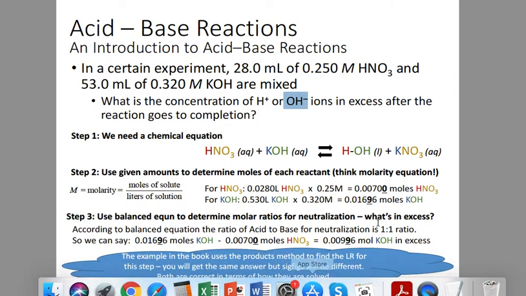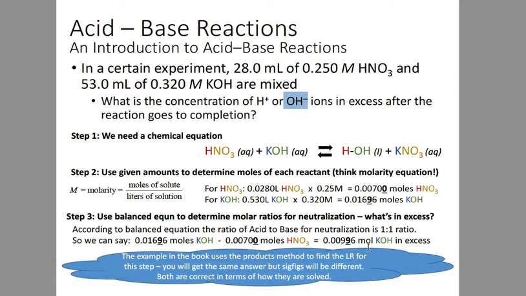The example in the book uses the products method for finding the limiting reactant in this step. You'll get the same answer, but the sig figs will be slightly different. So I'm trying to show you a different route. Both are totally fine, acceptable, correct ways to do it. It's just a different method of solving.